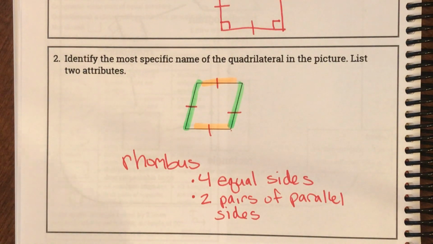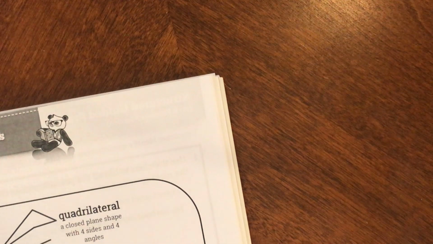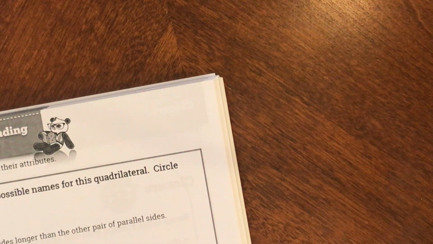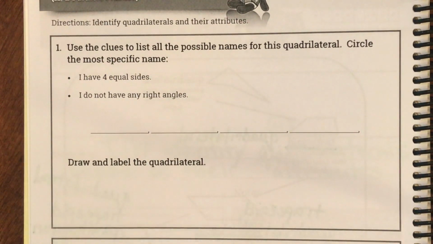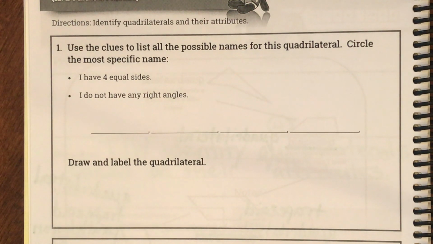Okay, boys and girls, I know this has been a long video, but I want you to hang in there with me. Here is our next thing we're going to do together. I want you to turn to page 3 and let's get a few of these worked on. So our question says, use the clues to list all the possible names for this quadrilateral. Circle the most specific name. I have 4 equal sides. What shapes have 4 equal sides?